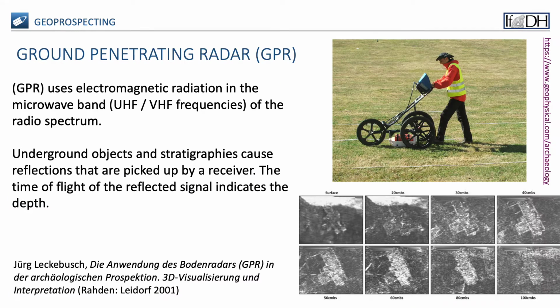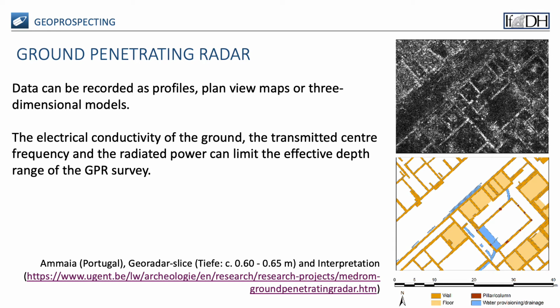of brick buildings. Related to this is the use of ground-penetrating radar in archaeological prospection. Ground-penetrating radar uses electromagnetic radiation in the microwave band of the radio spectrum to detect and map archaeological artifacts, features and patterns below the surface. Subsurface objects and stratigraphies cause reflections that are picked up by a receiver. The travel time of the reflected signal thus indicates the depth of the structures. Subsequently, the data can be recorded as profiles, as plan view maps, isolating specific depth, or as three-dimensional models.